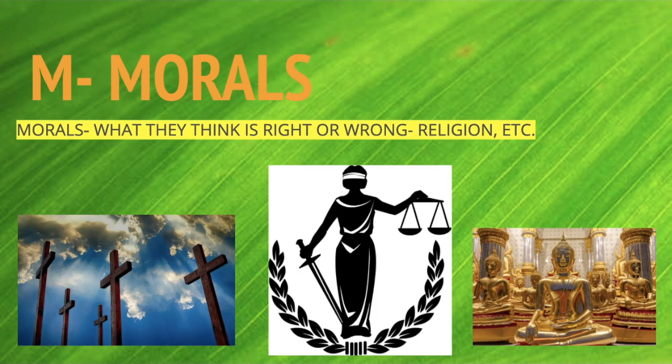M stands for morals. Morals are what they think is right or wrong. It could be religious. It could be like, this is good and this is bad. I always say, a bad guy never thinks he's the bad guy. He thinks he's doing what is right. So think about that when you're performing a character, what they think is right and what is wrong. It could be something from their religious background or not, or just their sense of justice.